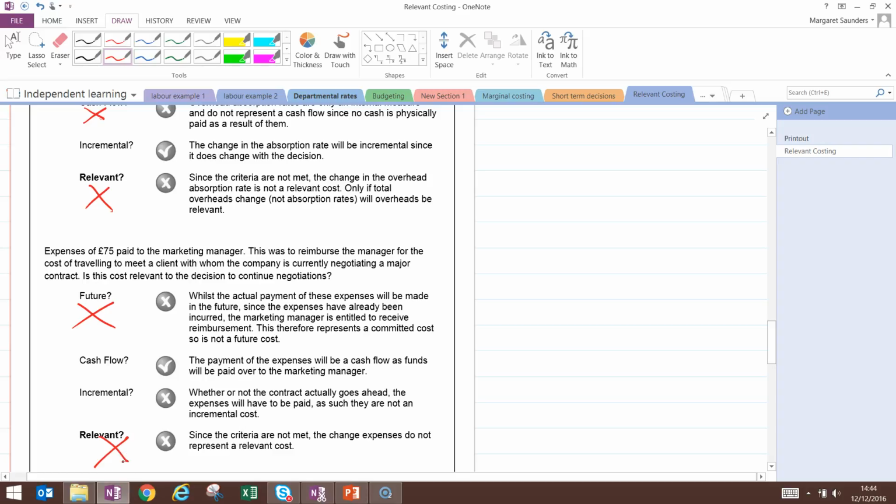So those three are a useful way of trying to decide whether a cost is relevant or not. Is it going to be incurred in the future? Is it a cash flow? And is it going to be incremental?